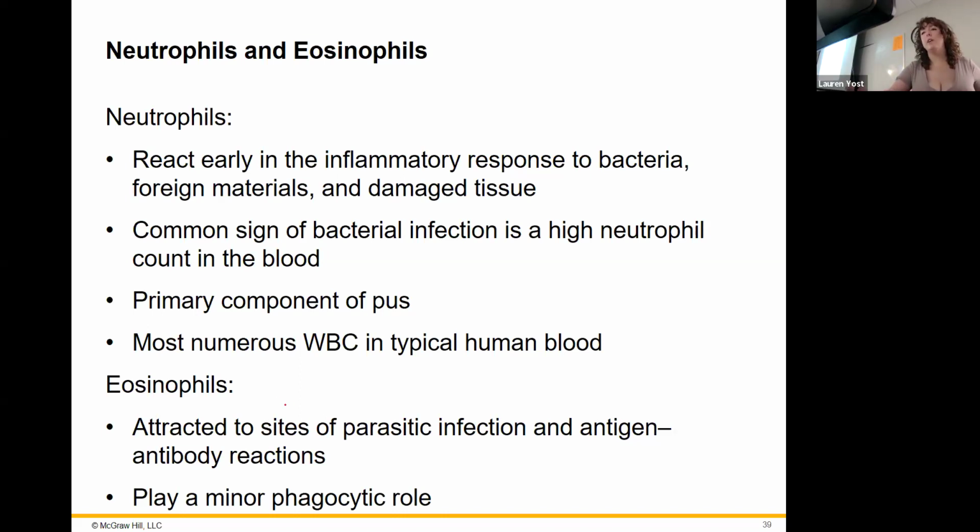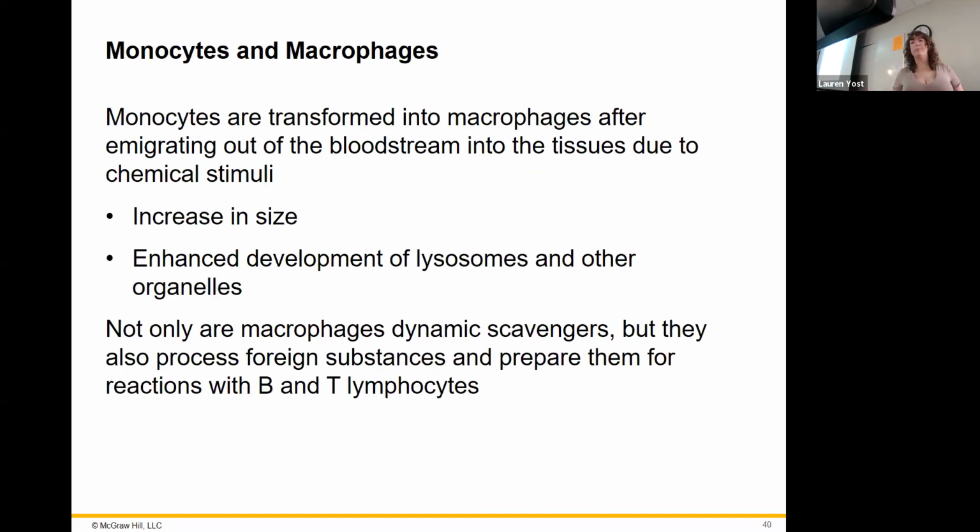Next, we have eosinophils. These are usually associated with parasitic infection. Go figure, we don't have parasites in America, right? So you can go to the doctor and look at your CBC and see that if you have high eosinophils, it probably means you have allergies to something. So that's kind of interesting to think about. All right. Monocytes get transformed into macrophages when they get out of the bloodstream and get exposed to certain stimuli in the area.